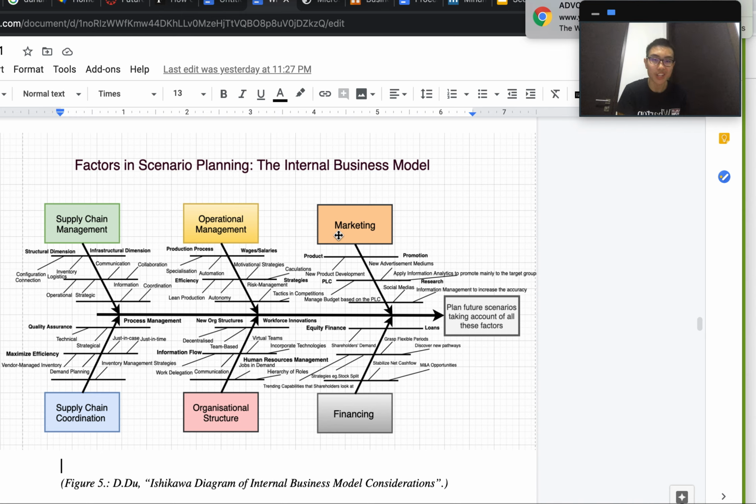And also new advertisement mediums can be online advertisement, YouTube, and so we're moving from traditional points like leaflet advertisement, which we don't think is working well, to more online advertisement where we're seeing more people can be exposed. Also, we are applying information analytics. It's a more technical aspect which many companies are applying right now, which is actually part of AI, artificial intelligence, to promote mainly to the target groups.